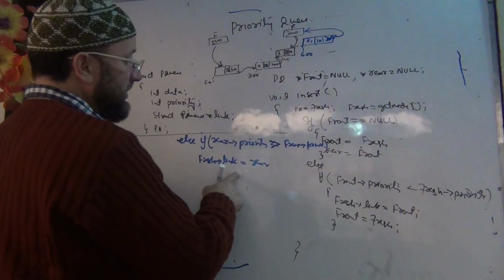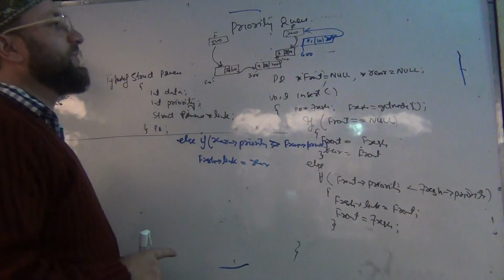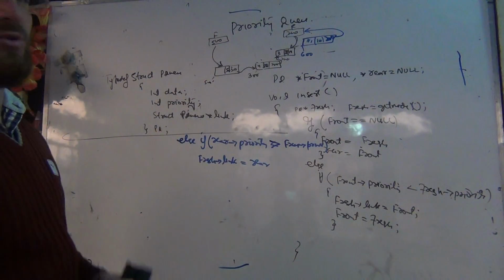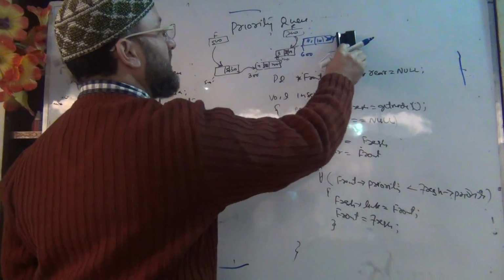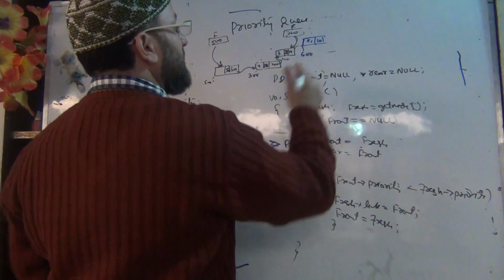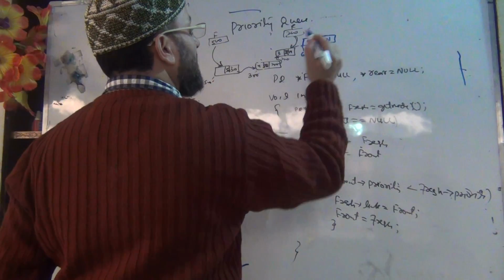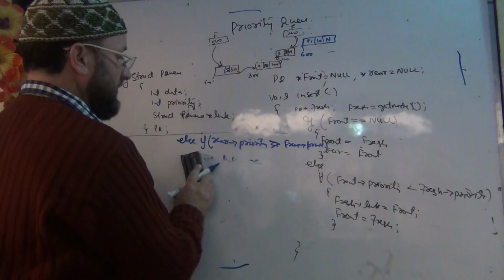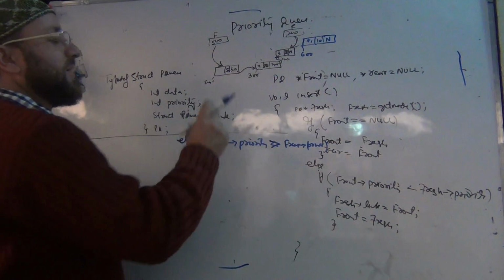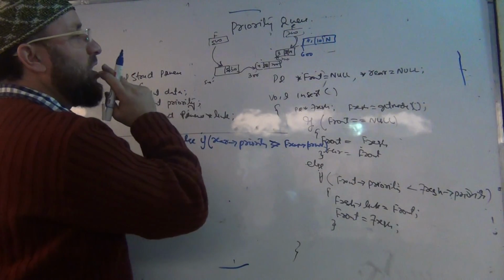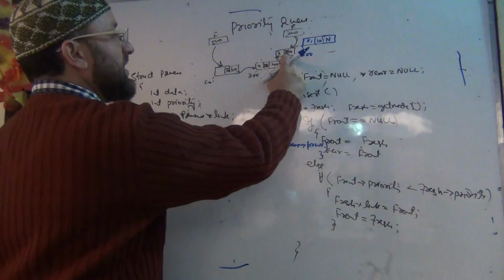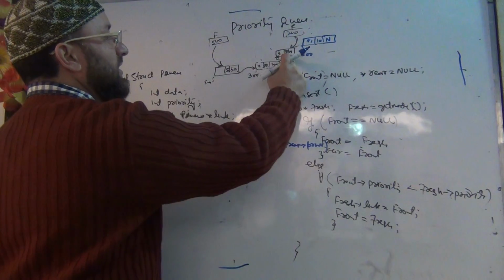What am I doing? Fresh arrow link is equal to rear. Should I say rear? No. Let it be null. I only have to do this: rear arrow link is equal to fresh.